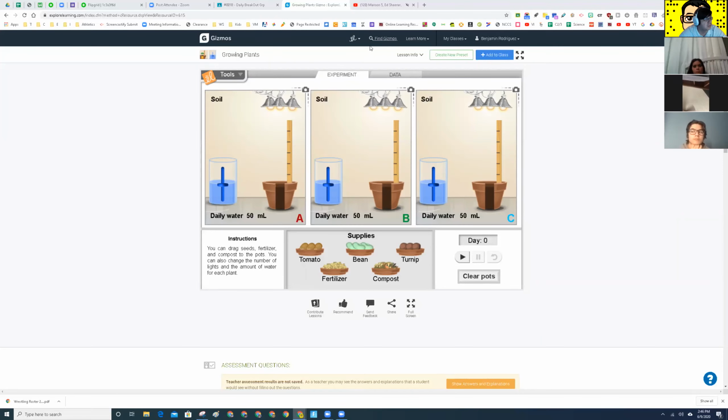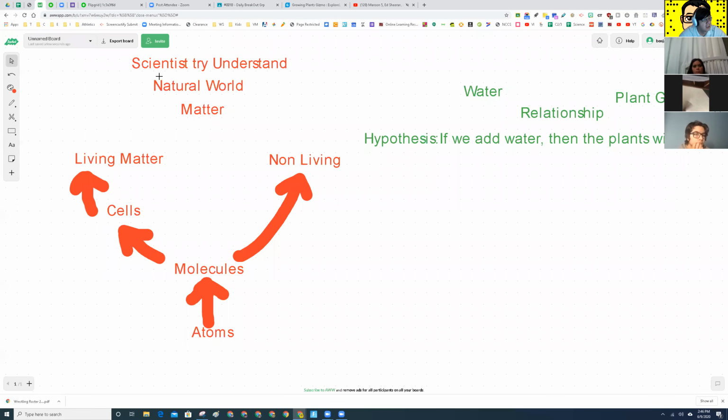Okay, you ready? So far, here's what we got. Scientists are trying to study the natural world. The natural world is made up of living things and non-living things. Everything's made out of molecules. The molecules make up the cells. Good scientists study relationships. And so now what we're going to do is study our own relationship, the relationship between water and plant growth. We decided that we believe that if we add water, then the plants will grow.